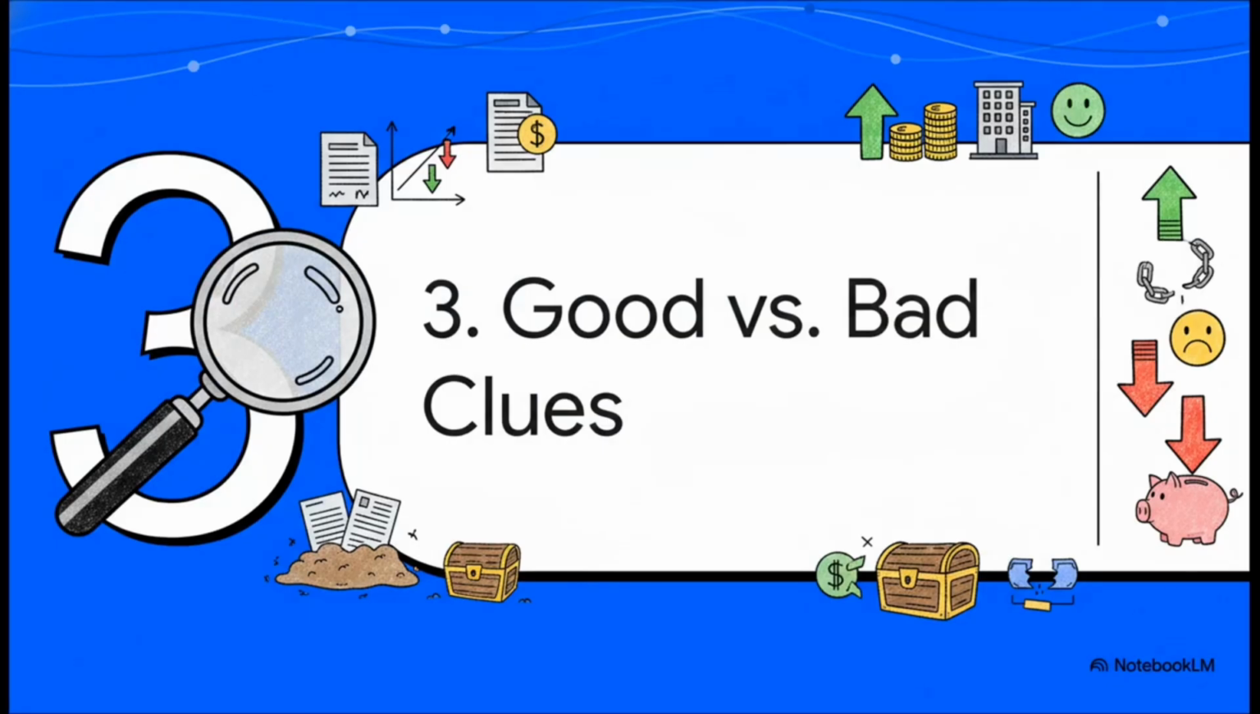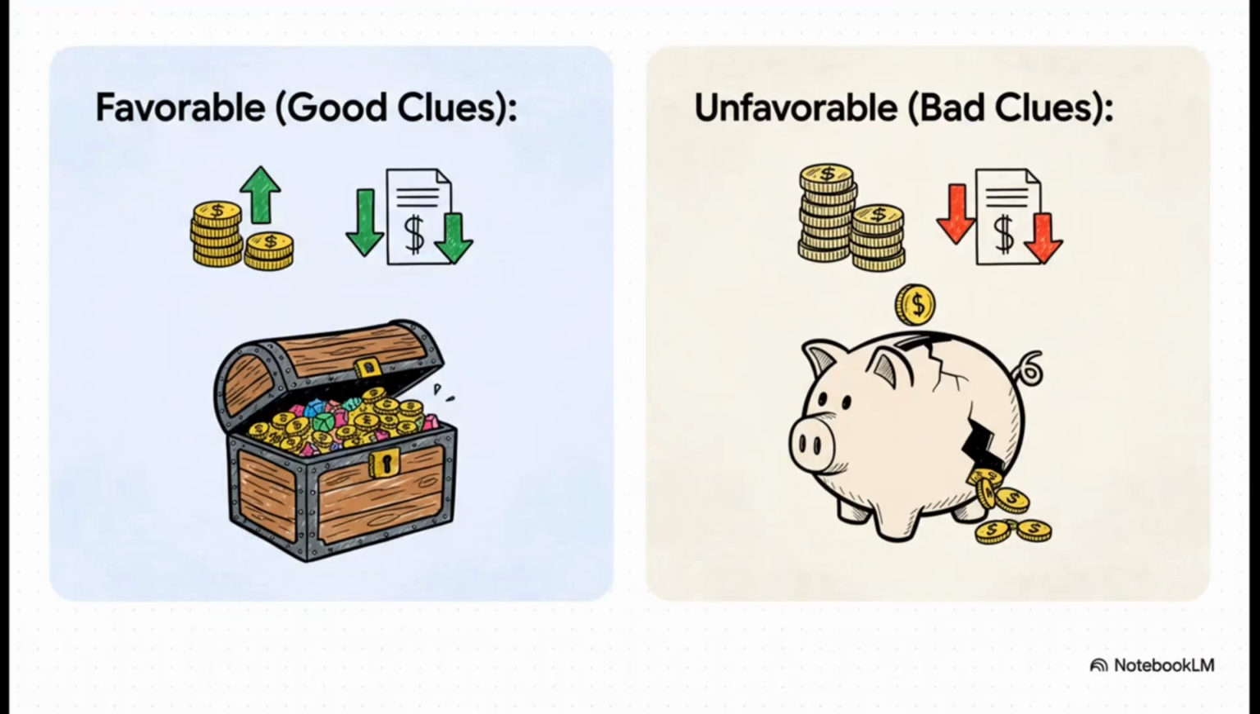Okay, so once you start digging into that gap, you're going to find all sorts of clues, or what we call variances. But listen, not all clues are created equal. The very first thing you have to do is sort them out into two different piles, the good ones and the bad ones. So here's how you tell them apart.